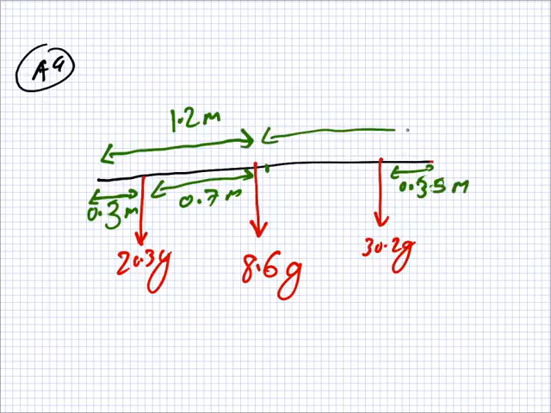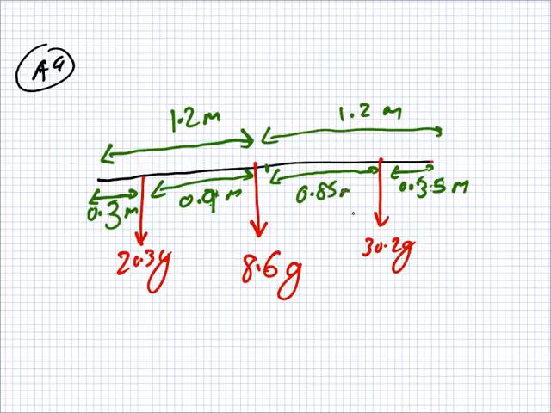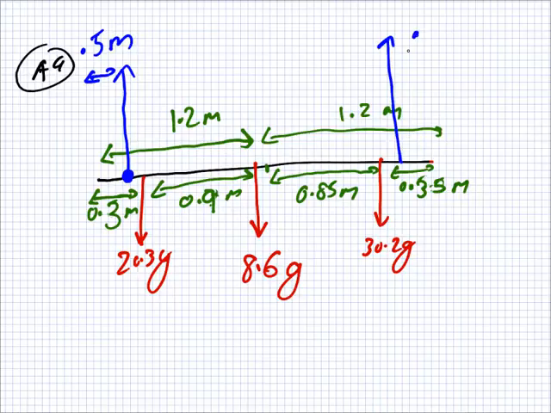This is still, of course, 1.2. It's in the middle, and this one here will be. So that's not 0.7 then. That's 0.9, isn't it? Yeah. And this here will be 0.85 meters. And then there's two support beams, one here and one here. And this distance here is 0.5 of a meter, and this distance here is 0.5 of a meter.